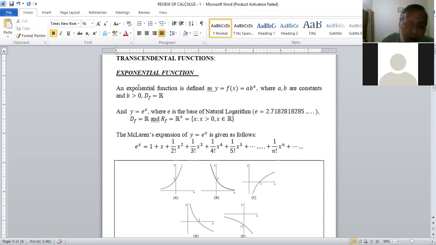Now, I said a few words about the word transcendental. It is sort of a synonym to transfinite. That means beyond finite. So algebraic functions involve polynomials, which are finite degree polynomials.